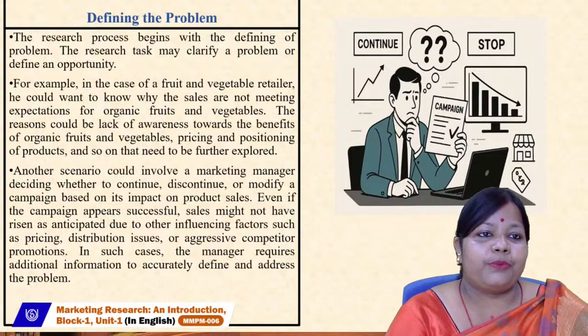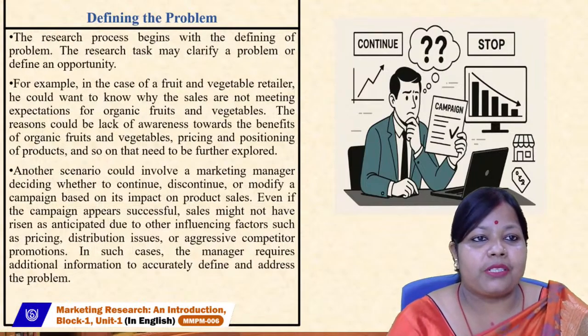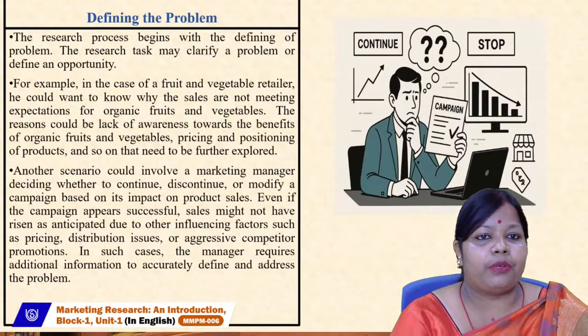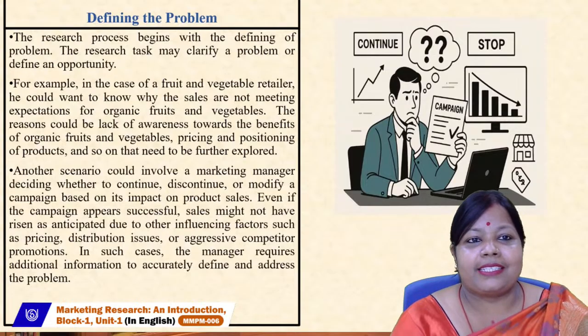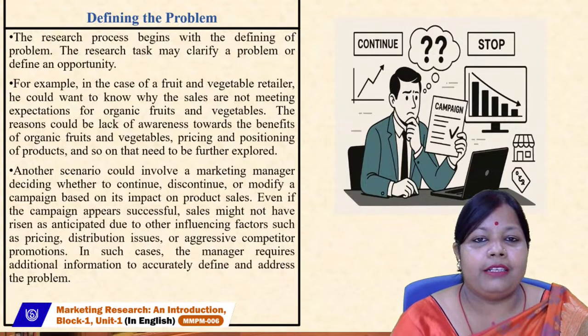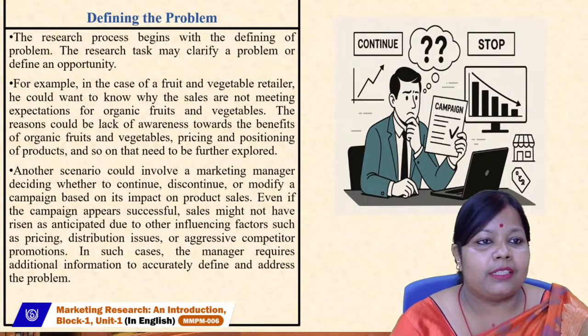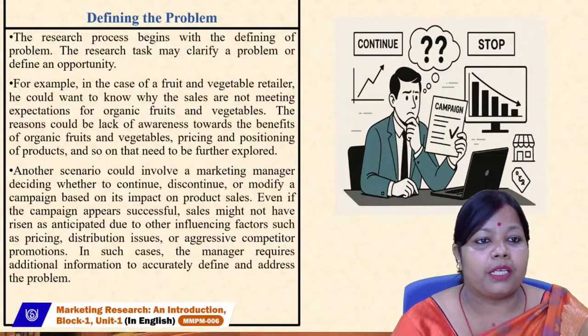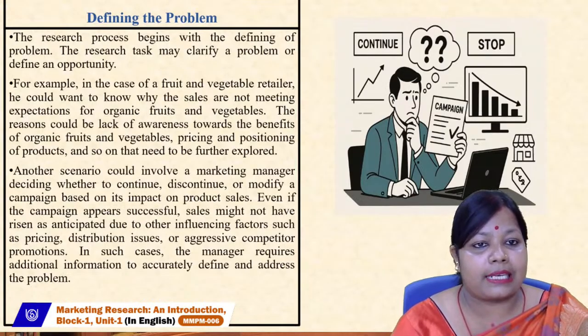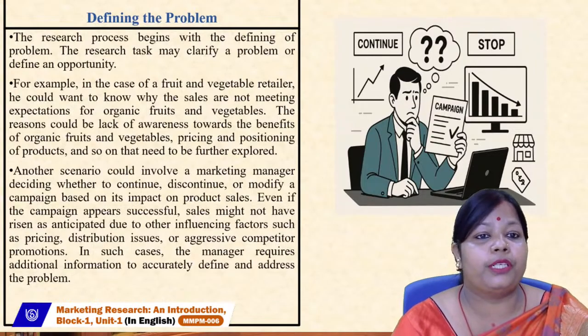So coming to the first point, the first stage of the research process, that is defining the problem. The research process begins with defining the problem. As we discussed, the first step is defining the research problem. The research task may clarify a problem or define an opportunity.